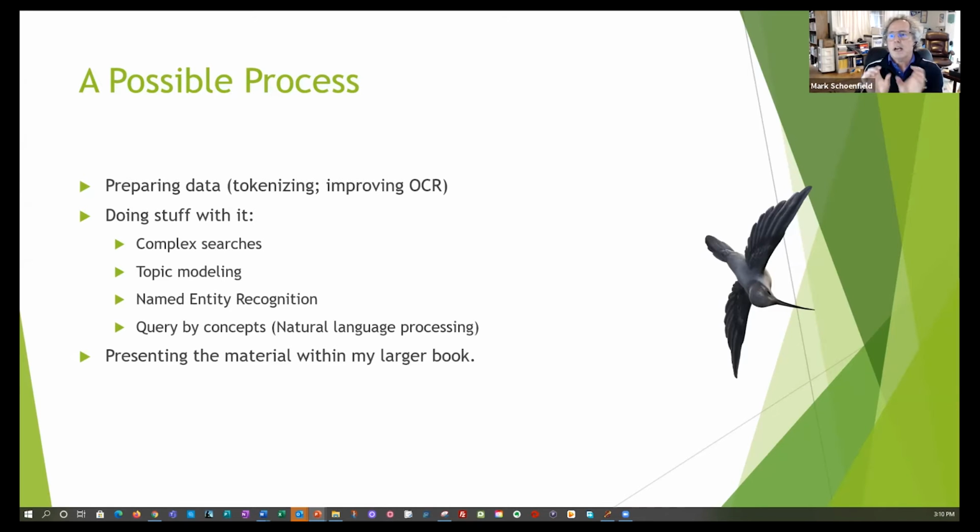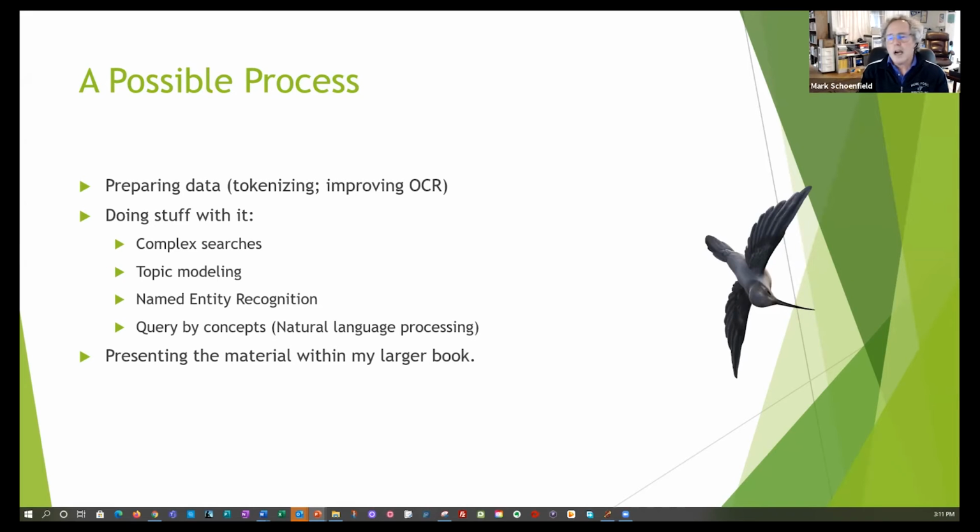Tokenizing, which is to say, how do you create it out of the mass of data? How do you let the computer know what it's looking at, right? What are the strings, the bits of text that matter to you? And then following that with doing stuff with it.